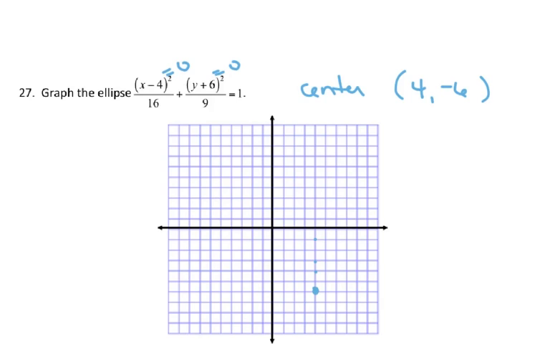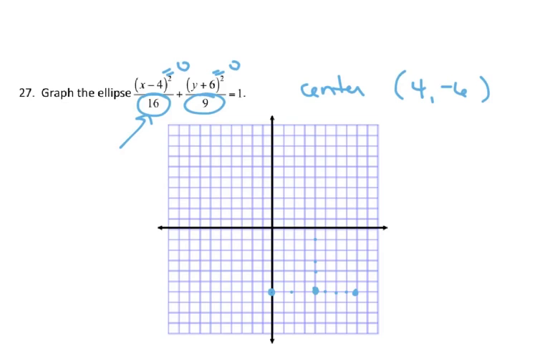Then, take the square root of it. The square root of 16 is 4. That means go 4 units to the right of center and 4 units to the left of center. And then take the square root of this. See, because it's underneath y, you're going to plot a point above and below center, which is why this was under x. You plot a point directly to the right and left of center.